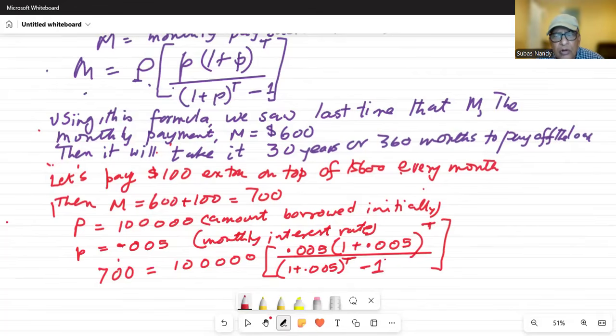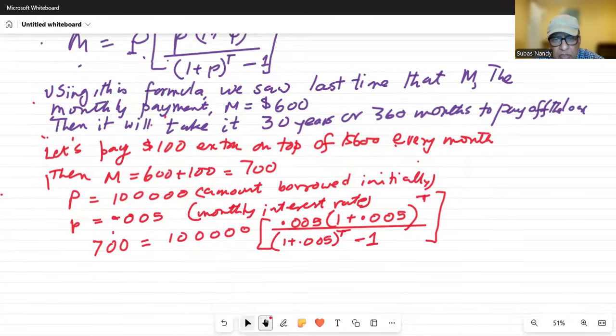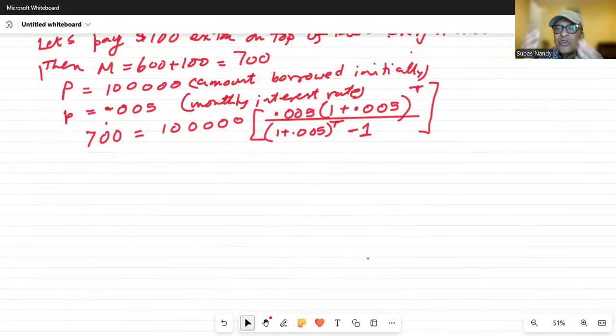Okay, so my goal is to solve for t. How long is it going to take if I've increased my minimum payment from 600 to $700?